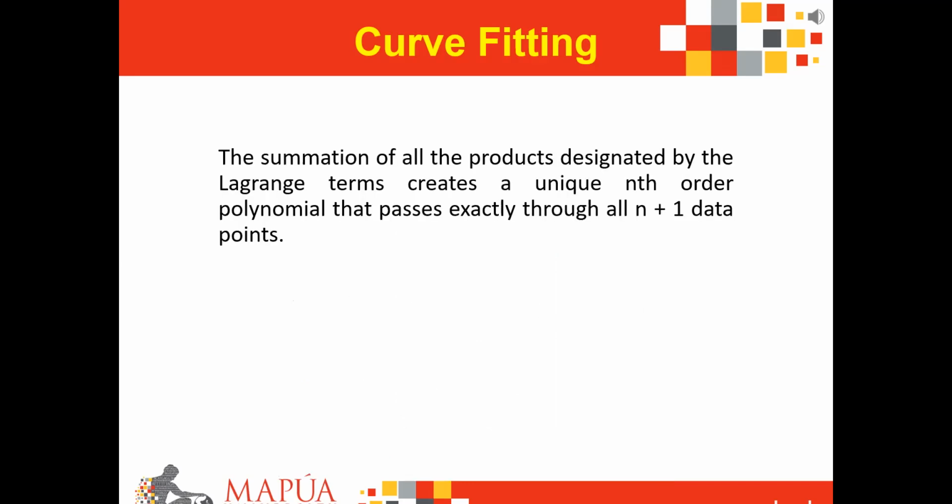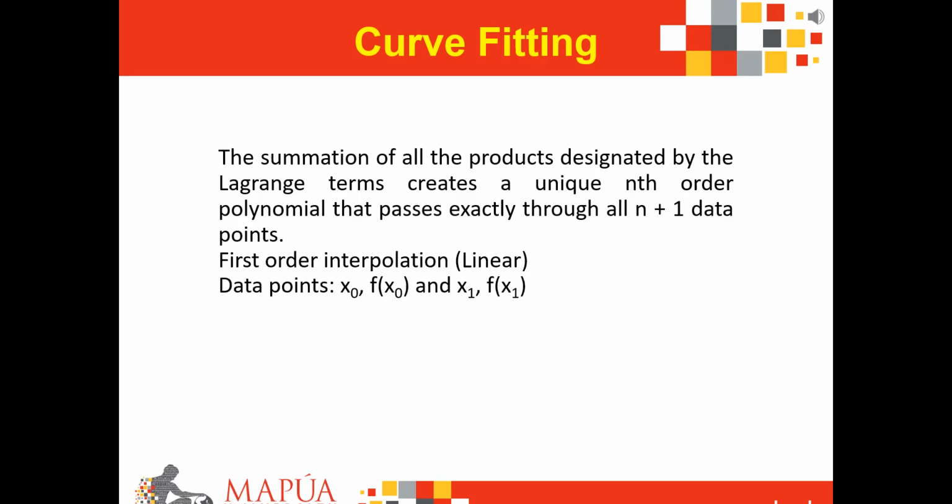Therefore, the Lagrange interpolation would be the summation of all the products designated by the Lagrange term, which, when multiplied to your function, creates a unique nth-order polynomial function that passes through all your data points. Hence, the first-order linear interpolation would comprise fitting the data points x0, f(x0), and x1, f(x1).